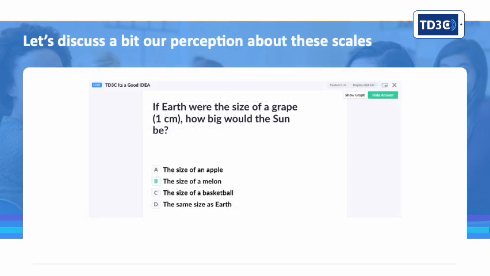So after you've presented the previous question, you can also ask your students, if the Earth were the size of a grape, like for instance 1 centimeter, how big would the sun be? It's just to spark, to ignite the conversation about the size scales of the sun and the other main bodies in the solar system. You would be surprised with the answers that you will find.